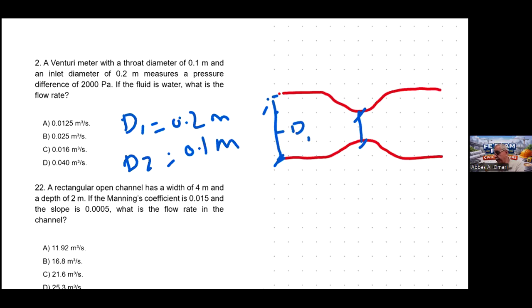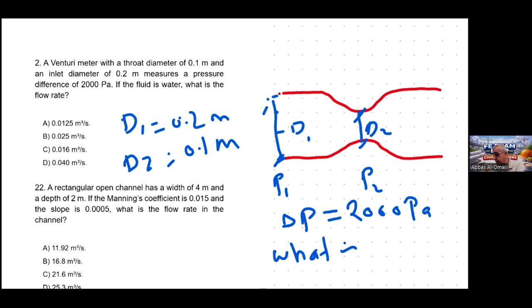And we have P1 here, the pressure, and we have P2, and we have delta P. We measured the pressure difference, 2000 Pascal. So by measuring the pressure, we want to determine the flow. So the question is, what is flow? What is Q? Now, this is a very common type of problem in FE exams.